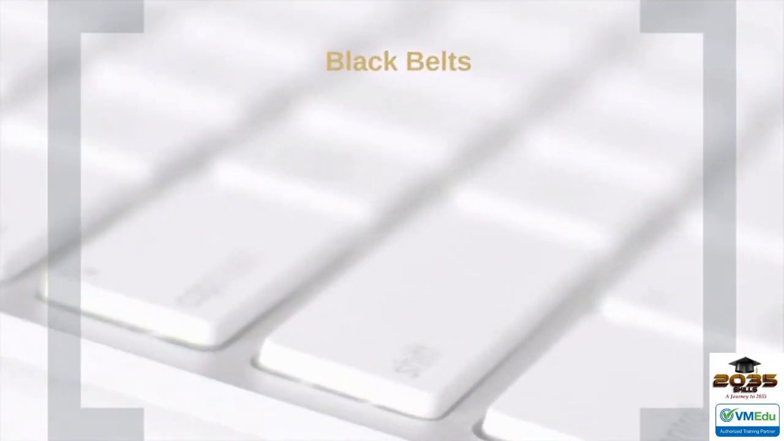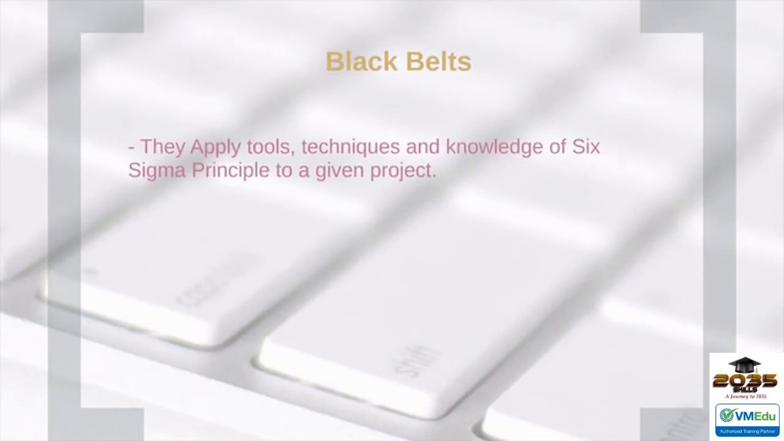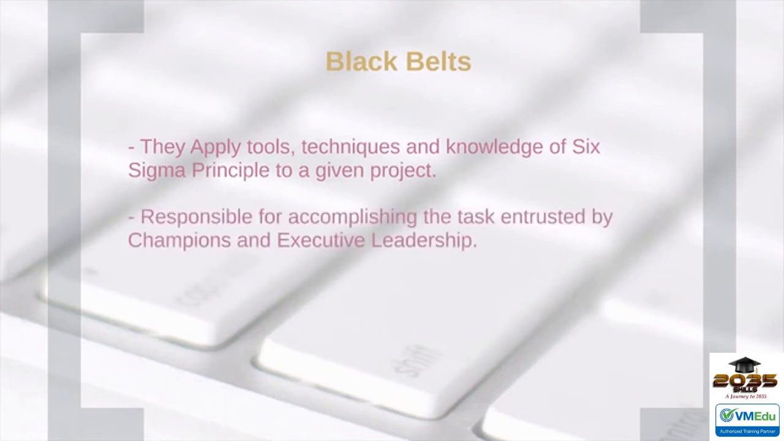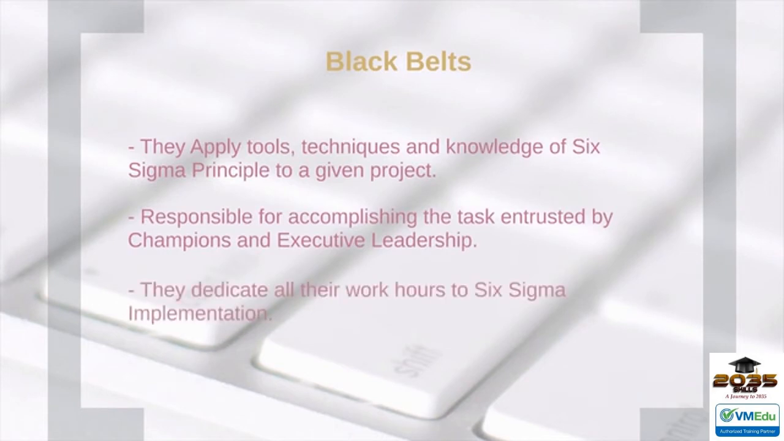Next are the black belts. They apply the tools, techniques, and knowledge of Six Sigma principles to a given project of an organization. They are responsible for accomplishing the tasks entrusted to them by champions and executive leadership. They dedicate all of their work hours to Six Sigma implementation.